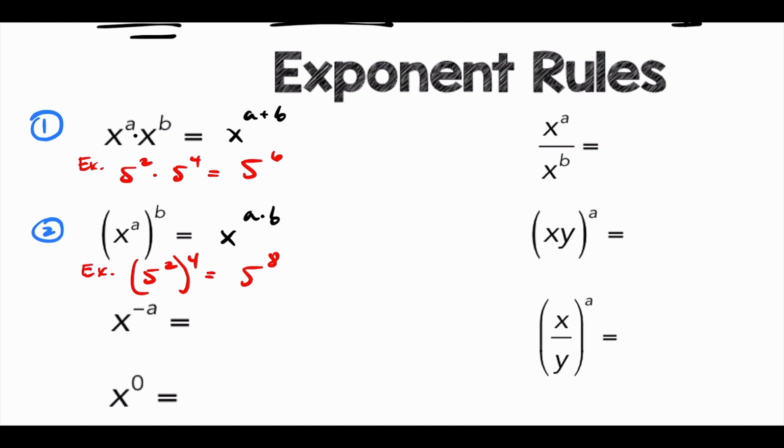Rule number 3 is the one we just saw. What happens if I have a negative? Move it to the bottom, and it becomes positive. So let me give you an example. If I have 1/5 to the negative 2 power, it moves to the bottom, and it becomes 1/25.